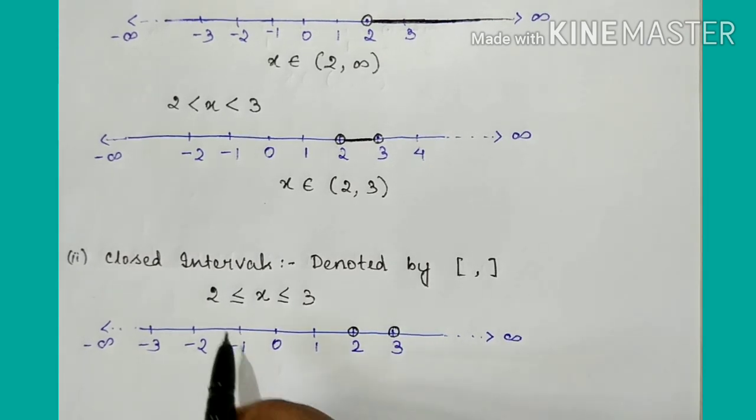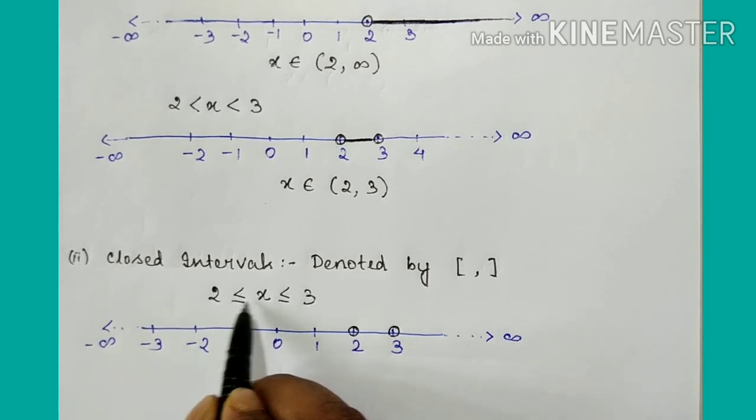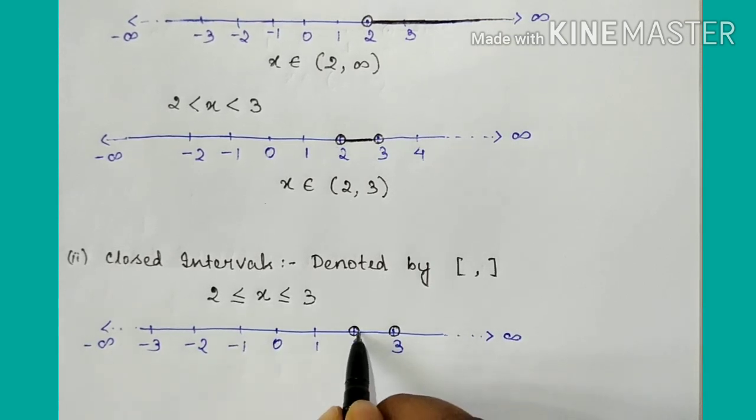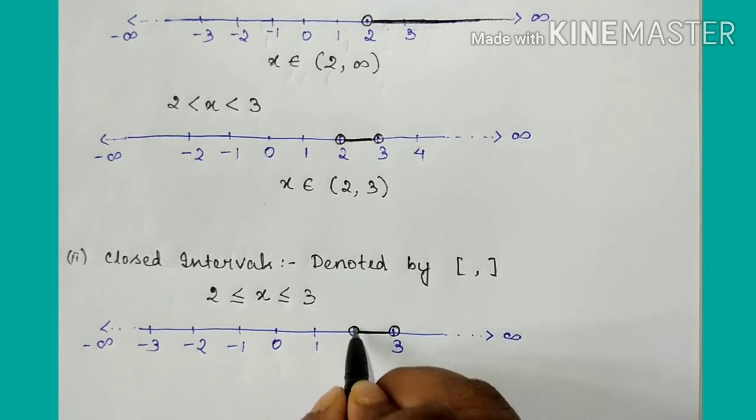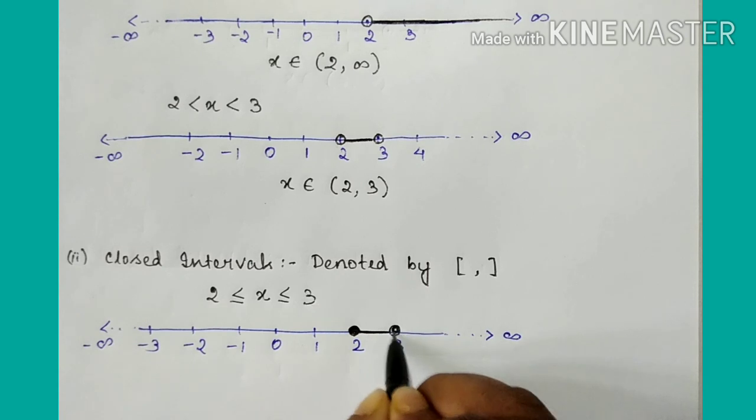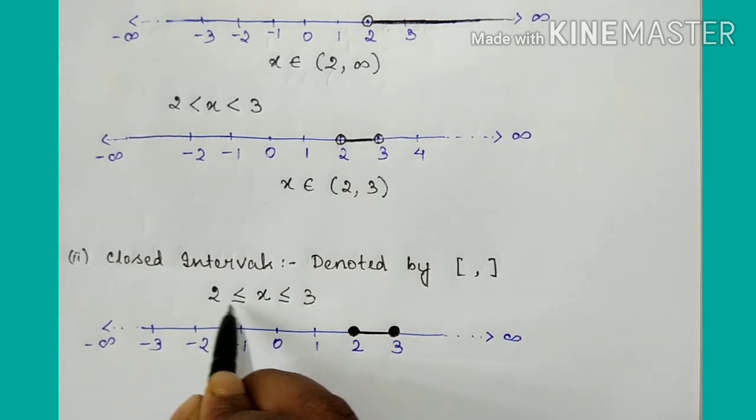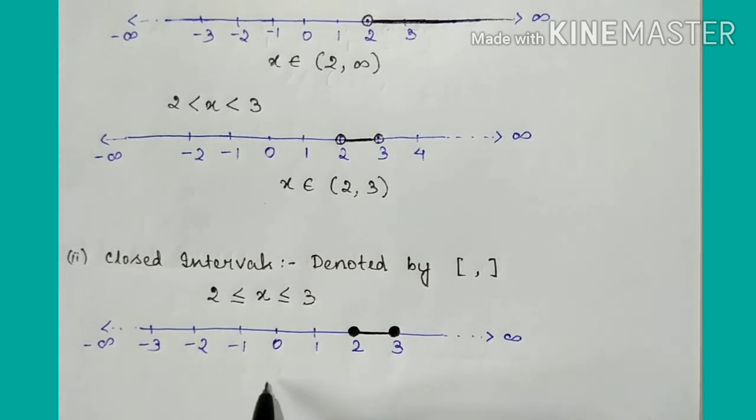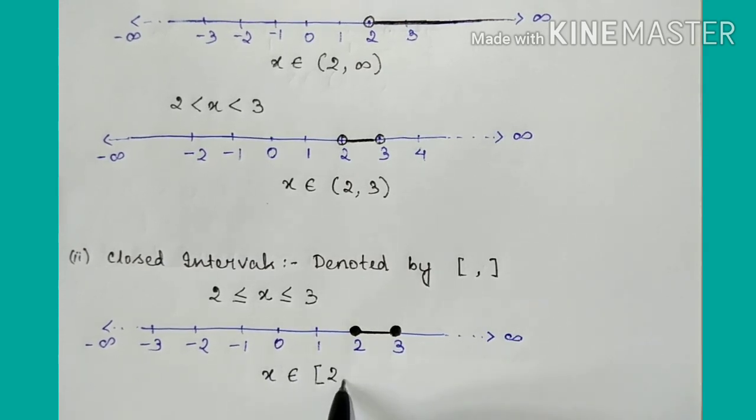Since we are given to plot the region which lies between 2 and 3 and the symbol is less than or equal to, the region between 2 and 3 will be included along with the points 2 and 3. So we will darken the circles which we made on the points 2 and 3. That is, the points 2 and 3 will also be included because here the equality symbol is given along with less than. So we write it as x belongs to closed interval 2, 3.